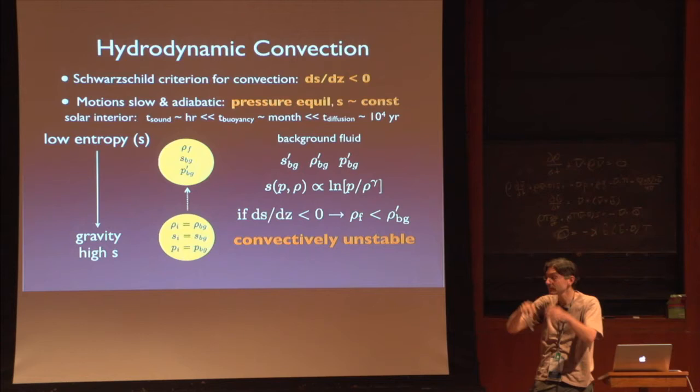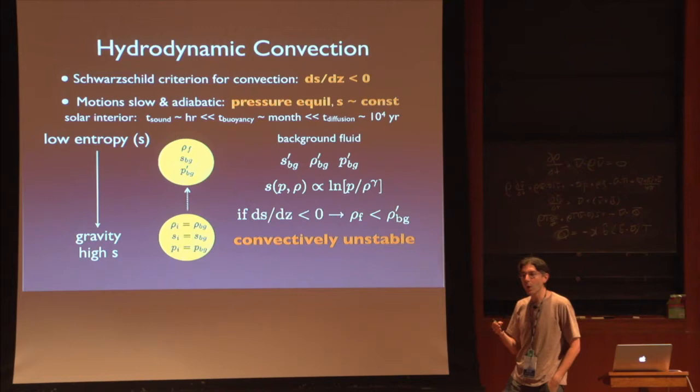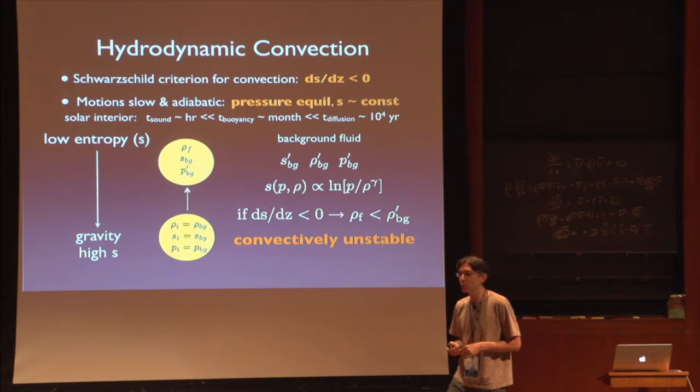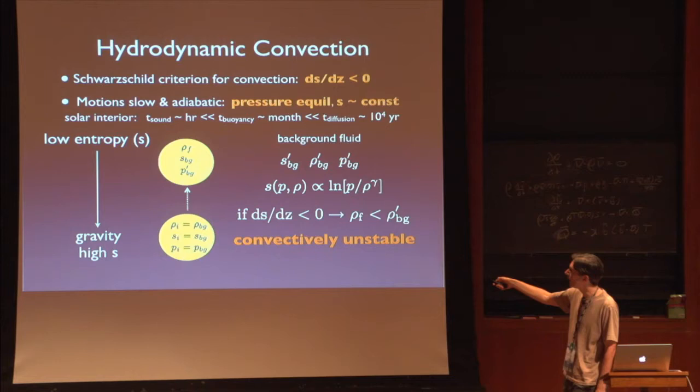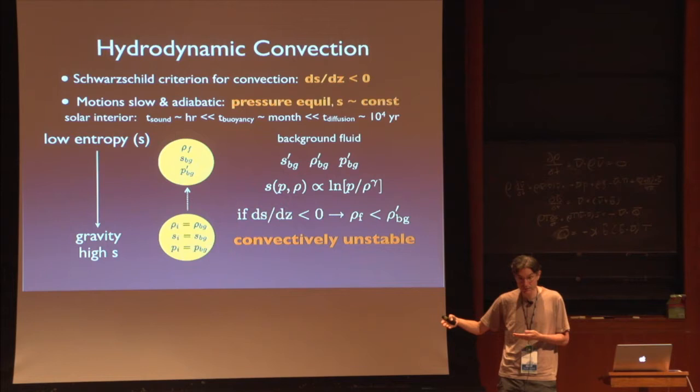And so this is one of the things that's a little confusing when you first are introduced to convection in stars: we talk about whether convection sets in or not depends on whether or not the background entropy gradient is negative or positive.